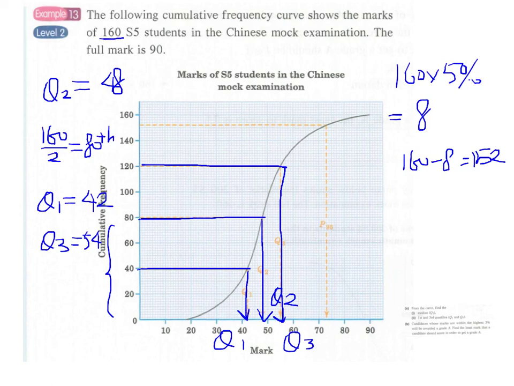Therefore, we read from 152, and then we can read the data here. And this is about 73 marks. So actually, if a student scored more than 73 marks, he or she will be in the top 5%. He or she will be at this part of the curve. And therefore, he or she will get grade A here. This is the top 5%.